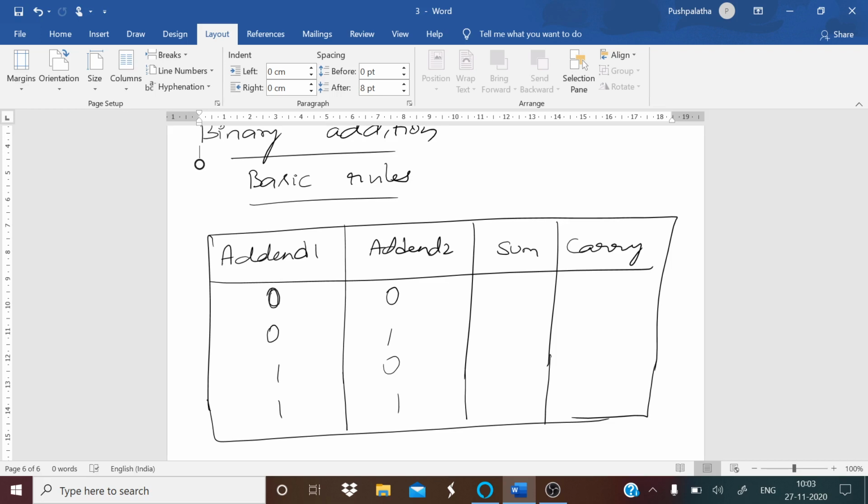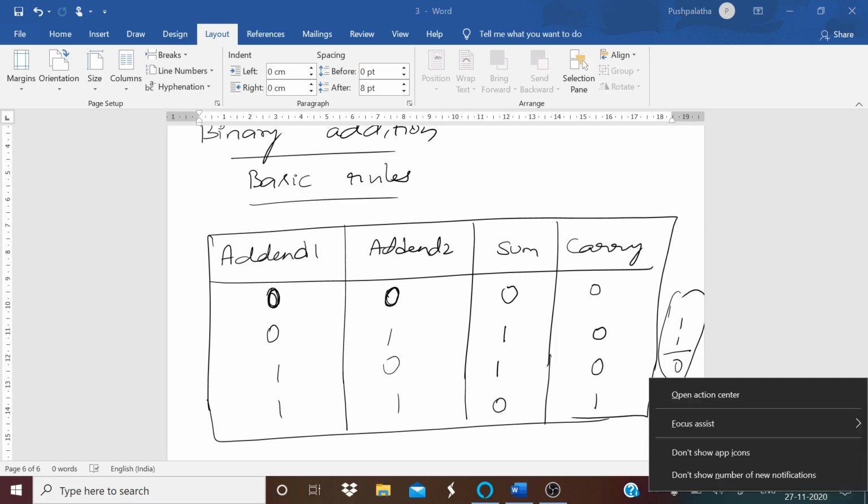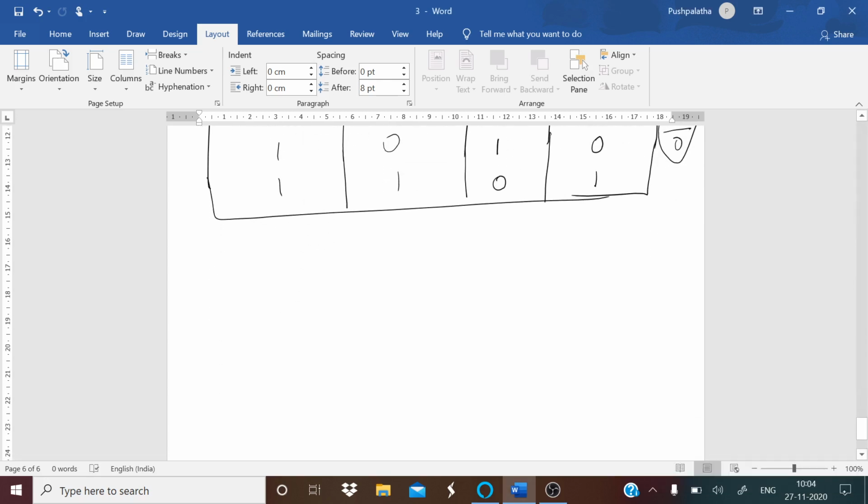If you have two numbers which are both 0, 0 plus 0 is 0, so there is no carry. 0 plus 1 is 1, no carry. 1 plus 0 is 1, no carry. 1 plus 1 is 0 with 1 carry. Remember, 1 plus 1 means 0 with 1 carry. This is how you do binary addition. We add only 2 bits, and if a carry is generated, it is carried over to the next bit. Even in 3-bit addition you follow the same method. Now let us go for an example.